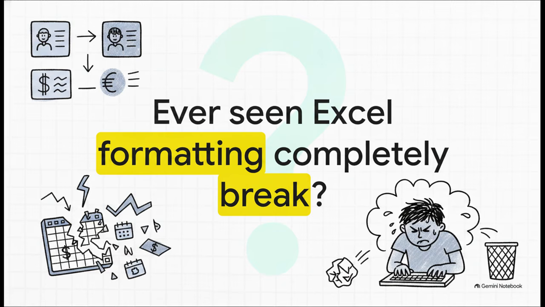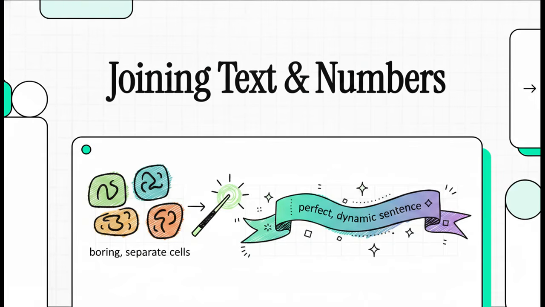Your perfectly formatted dates and currencies suddenly turn into this unrecognizable string of raw numbers. The pain of doing manual data entry just to fix it is so real. And frankly, dealing with broken formatting is pretty much a spreadsheet nightmare. Well, welcome to this explainer. Today, we are unlocking a seriously cool magic trick, turning separate, boring, everyday cells into perfect, dynamic sentences.